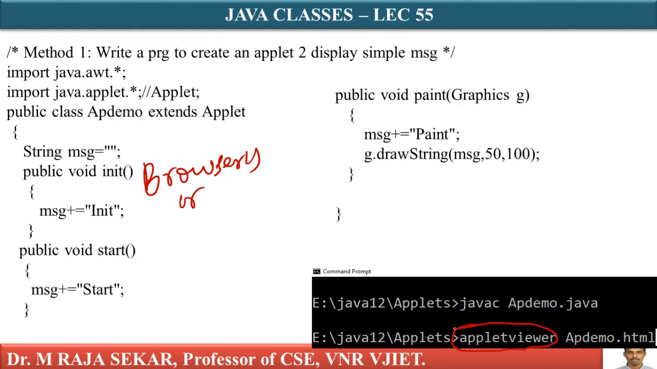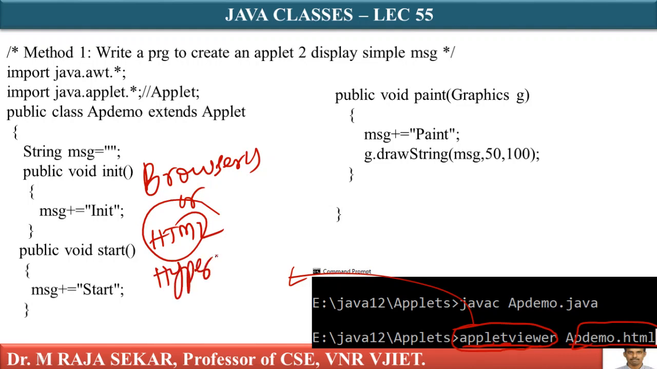As I told you, I need a browser, or I can make use of appletviewer. Why? Because here I am not downloading this program by using a browser. It is in my system only. Therefore, instead of a browser, I can make use of appletviewer. I already discussed appletviewer to execute which programs? Applet programs. What is the syntax? appletviewer appdemo.html. To execute an applet program, I need a language known as hypertext markup language.